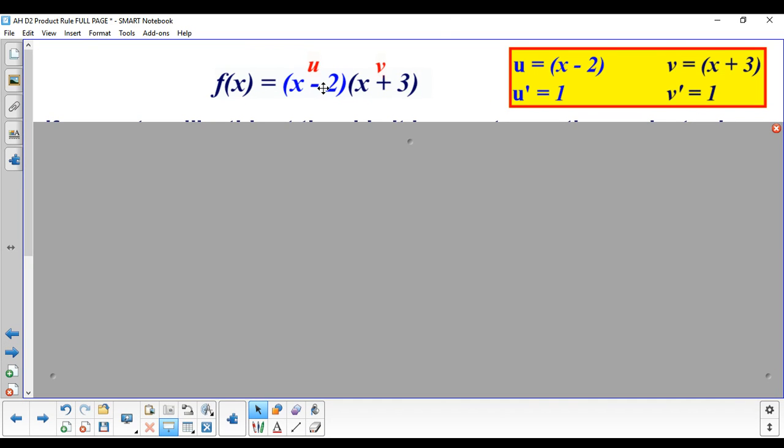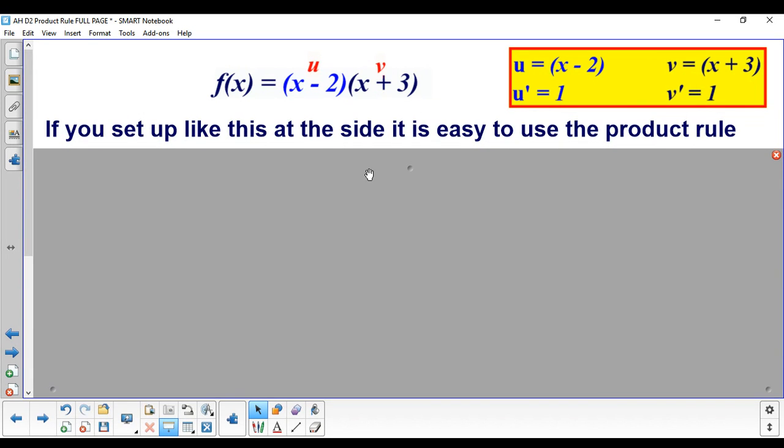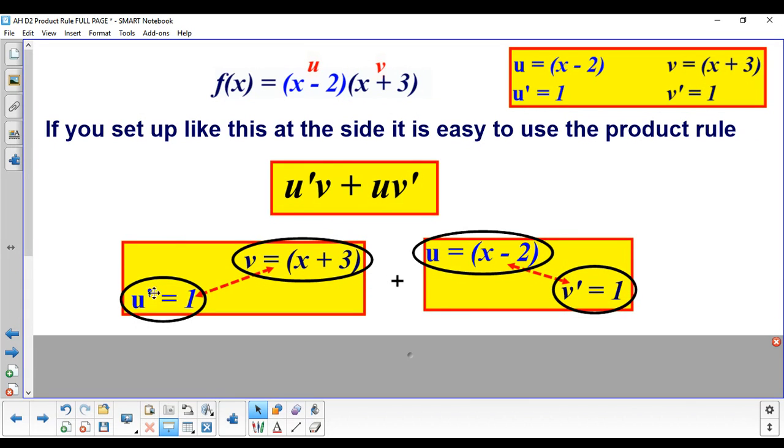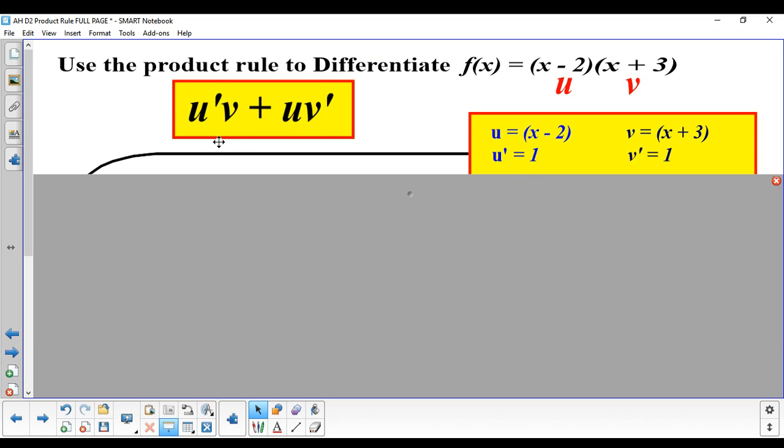So you have identified the first one is U, the second one is V, and what you'll find is if the rule is U dash V plus UV dash, you get a nice diagonal relationship going on. So if you set it up like that and you go to use the rule, then you'll see that the U dash V part is this diagonal here, and the UV dash is this diagonal. So if you have it at the side, you can see what you're multiplying really easy. If you have them all in a row, then you don't see what's happening. It's this setup here that will make it so much easier for you and for a rule you're going to learn after this.